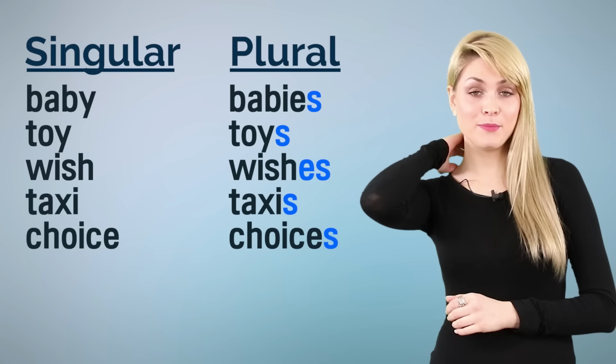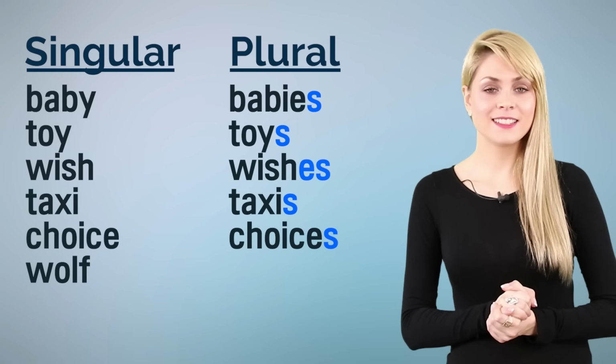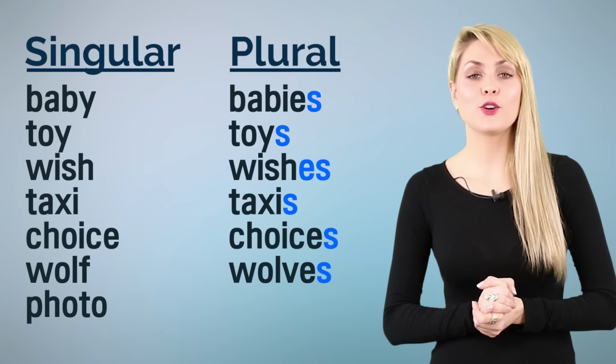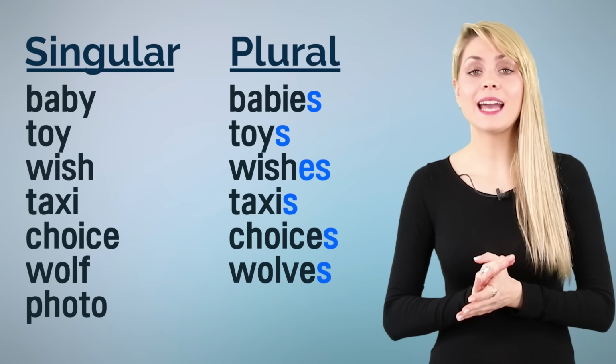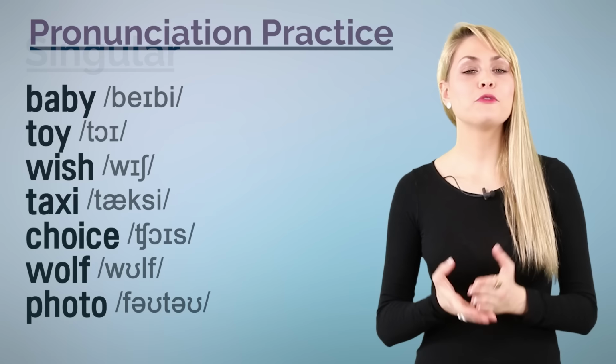Then we have the word wolf. Aha! It's a word ending in F. Is it a word with V-E-S? It is. Wolves. And finally, photo. Now, remember the words ending in O? You can add E-S or simply S. Well, with photo, you simply add an S. Photos. Now, if we focus on pronunciation now, repeat the words after me.